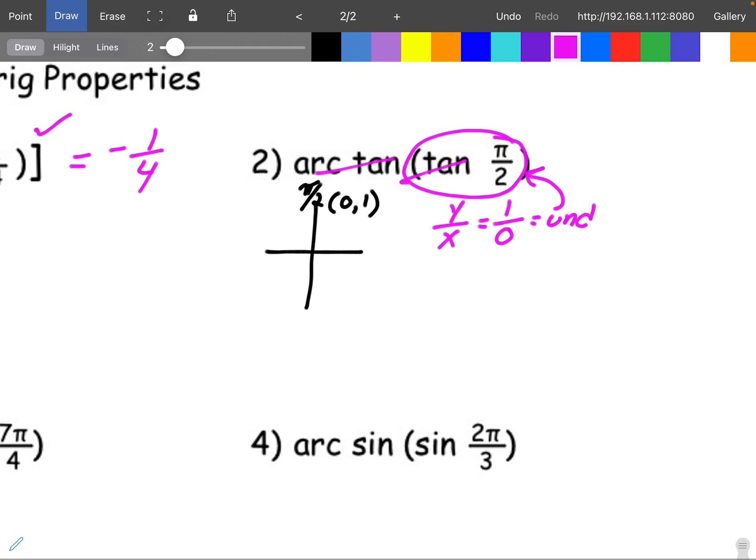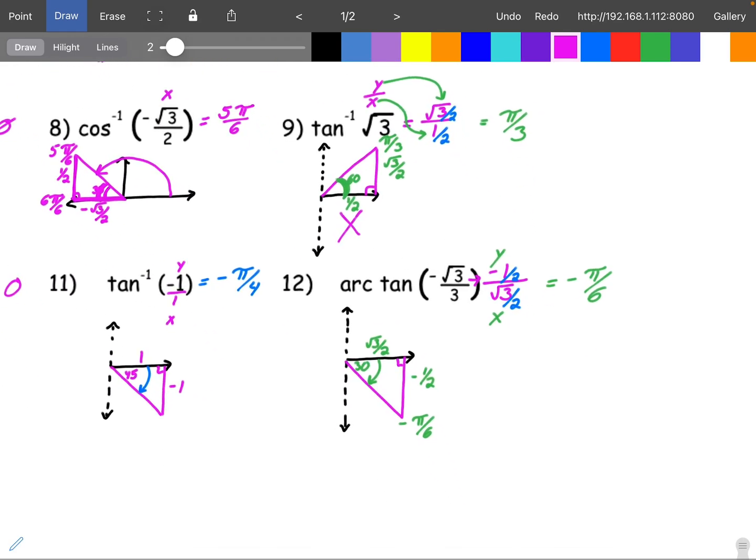So the y value at that point is 1, the x value is 0, which means that is undefined. So if this is undefined, then I can't just say, oh, hey, well, then those cancel out. No, because it's canceling out for something that's undefined. So if this inner piece is undefined, then that means I can't do the problem at all, and this is automatically no solution.